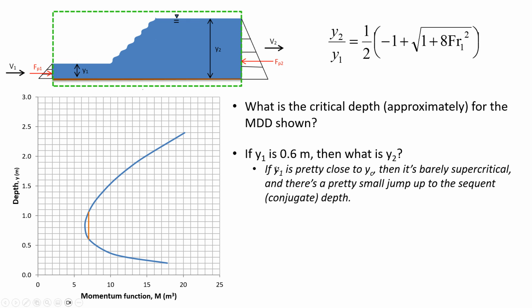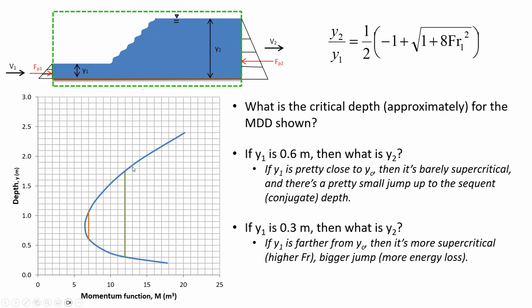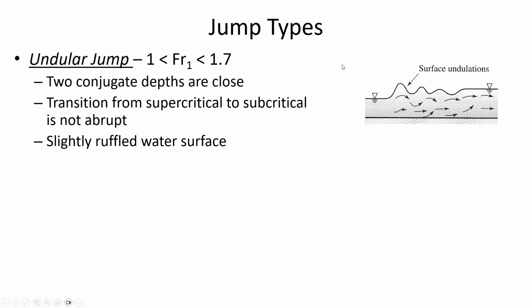If the initial upstream depth is pretty close to the critical depth, then it's barely supercritical, and it's going to be a small jump height. But if you had an original depth of 0.3, we take it over and up, and that's going to be a much larger jump in depth from the upstream to the downstream of the hydraulic jump. So the smaller the y1, the larger the Froude number. And if you've got a big Froude number, then the ratio of upstream to downstream is much more extreme.